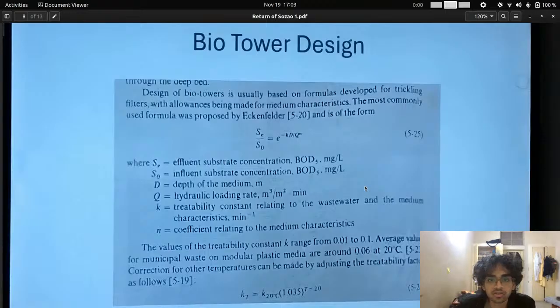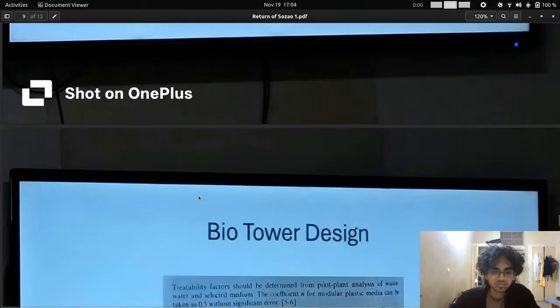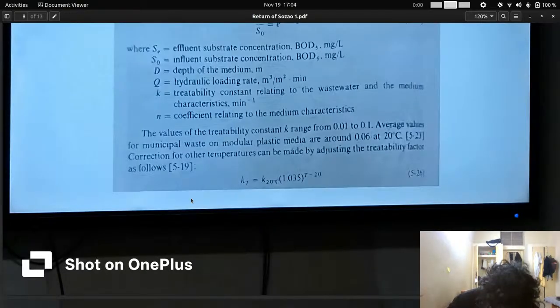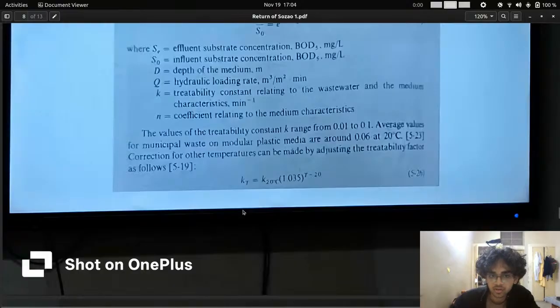There's a biotower design question too. Cool. Oh, so it is actually a power. n is a coefficient relating to medium characteristics. Cool. Remember, Kt equals K20 times 1.035 to the power T minus 20.